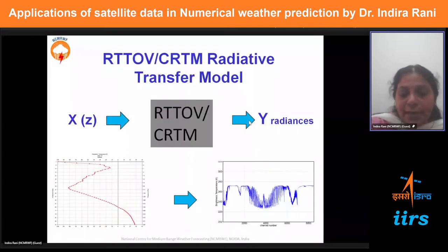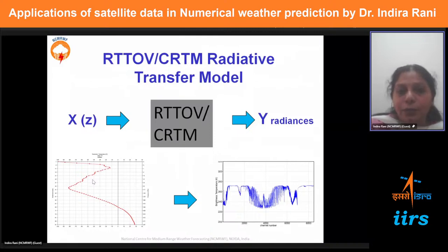And so for that, suppose we have the state of the atmosphere, and suppose we are considering only the temperature variation. The state of the atmosphere is the temperature profile at a particular location, and we have to use the radiative transfer equation. And we have the standalone radiative transfer models.